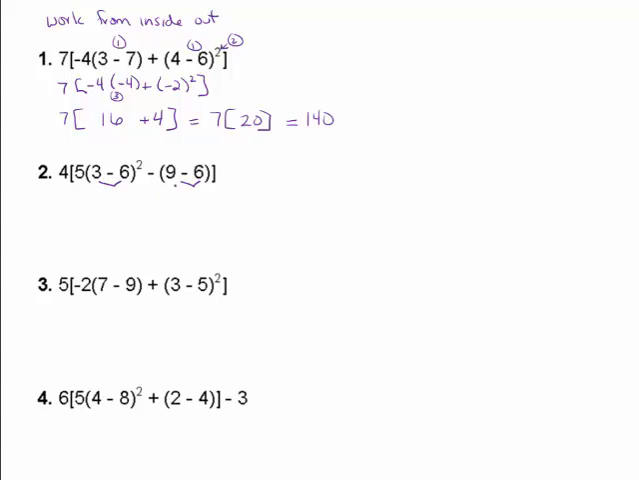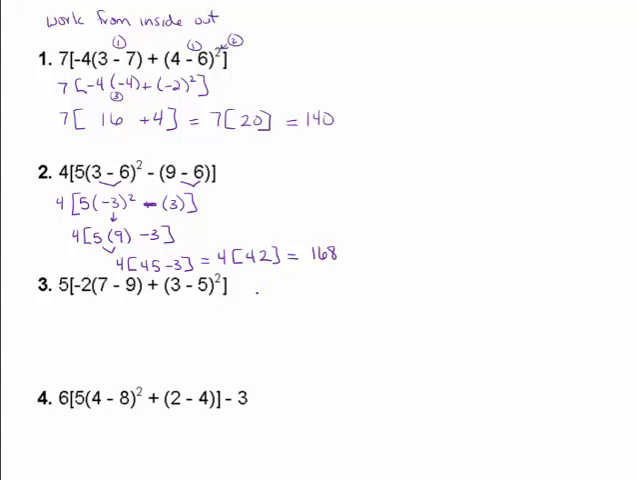So what I do a lot of times is I'll do this to indicate that's the operation I did. Oops. That's minus. 9 minus 6 is 3. And then I'm going to square that. Negative 3 squared is 9. Then I do my multiplication. Then my subtraction inside the braces. Then my multiplication.